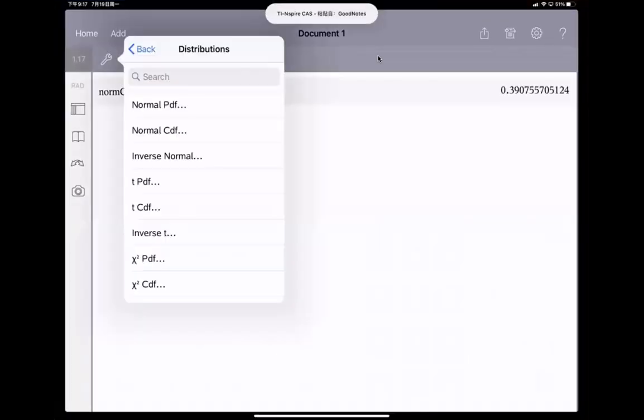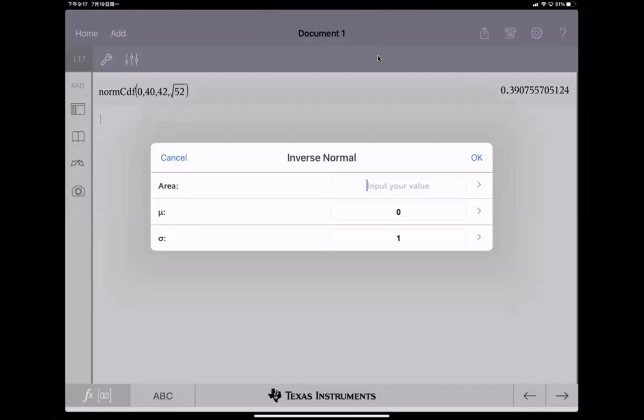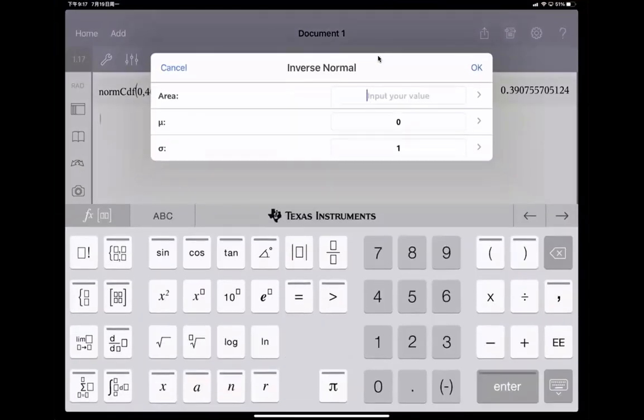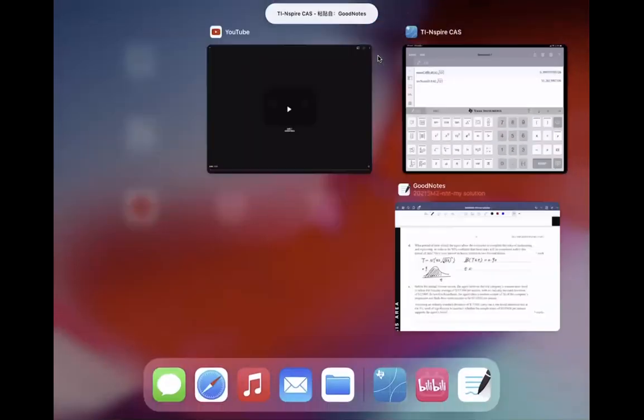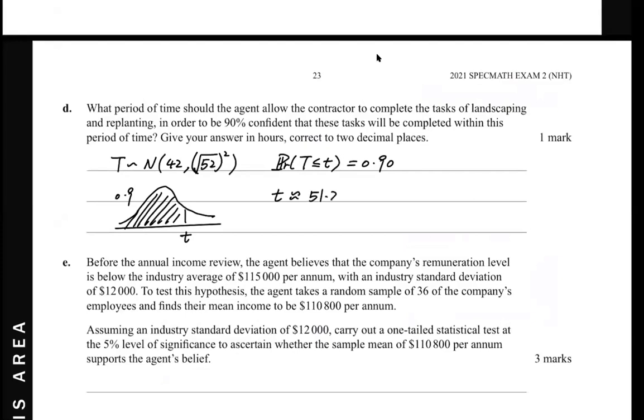Left tail, that's good. Inverse normal, 0.9, mean 42, root 52, gives 51.24 hours.